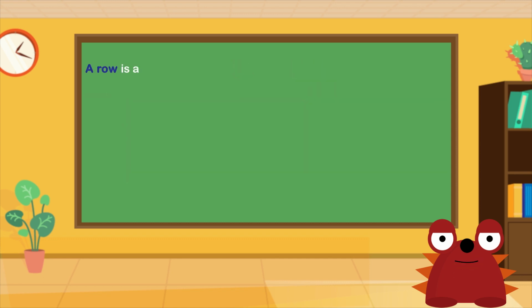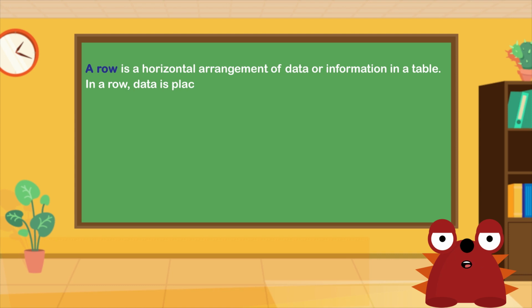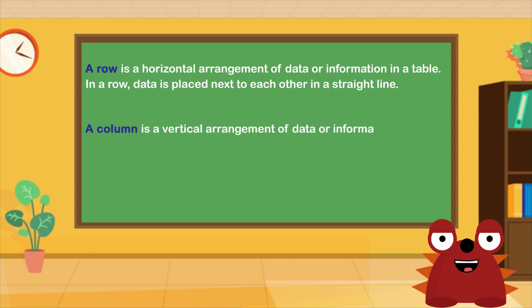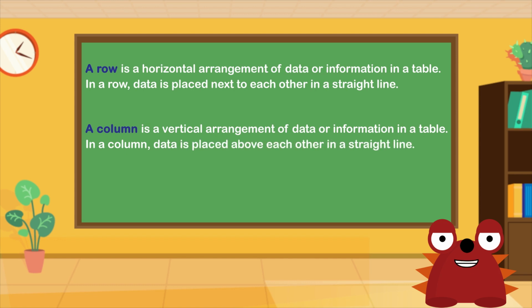A row is a horizontal arrangement of data or information in a table. In a row, data is placed next to each other in a straight line. Then, a column is a vertical arrangement of data or information in a table. In a column, data is placed above each other in a straight line. And a cell is the intersection between a row and a column.